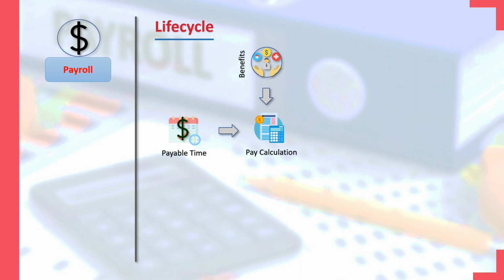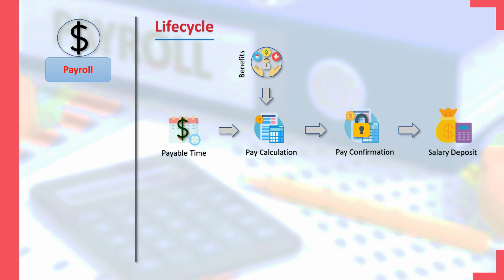And once we are satisfied with the calculation, we run the pay confirmation process. Confirmation is about finalizing the salaries and wages for the entire workforce and getting it ready for the further processing. And after pay confirmation, we have the salary deposits. After the salaries and wages have been deposited to the bank accounts of all the employees, we then finally generate the pay slips and distribute them to all the employees who have received their salaries and wages for that particular pay period.